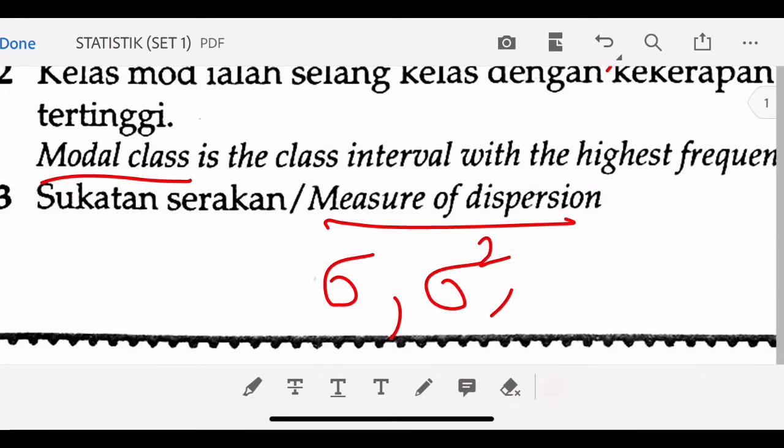Now I would like to discuss one example to solve the median. All right, so let's have a look at the example.